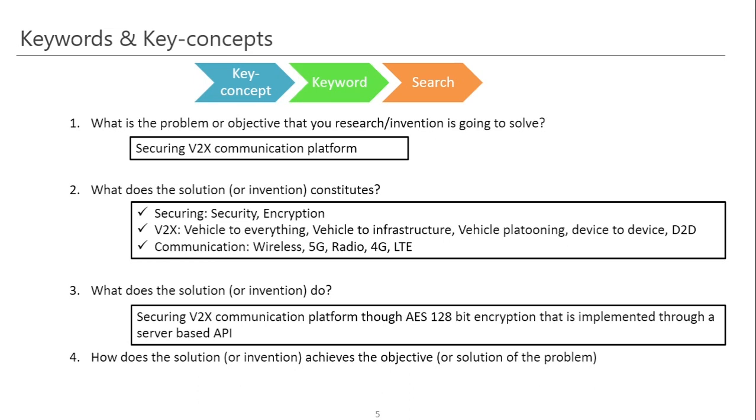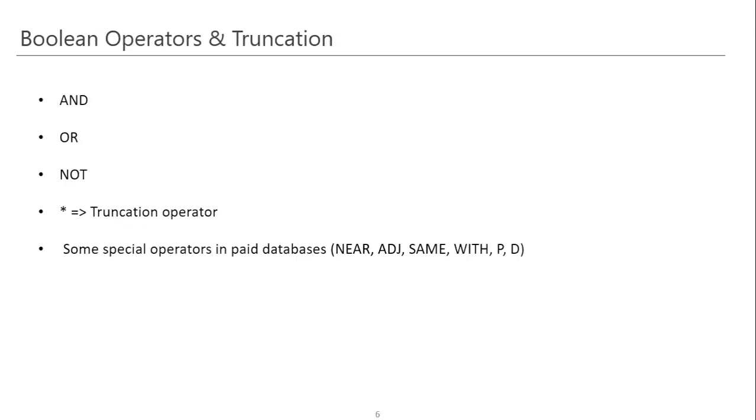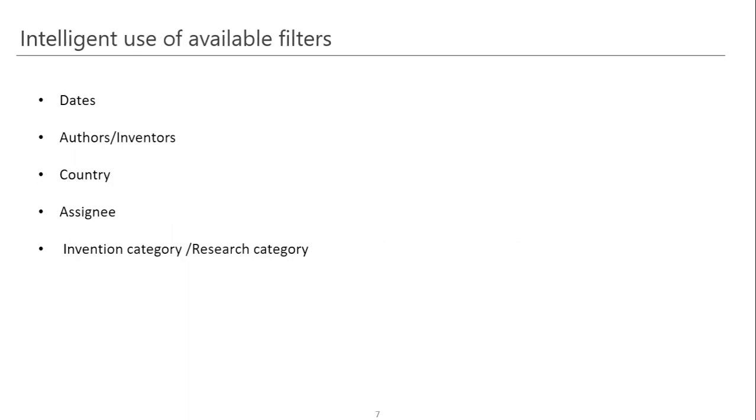It means that if you know the algorithm behind it, how it works, then you can formulate your key string using that. Then you have to use Boolean operators, AND, OR, NOT, or truncation operators or some special operators, in order to find relevant results. Another thing is to use available filters and find the relevant results.